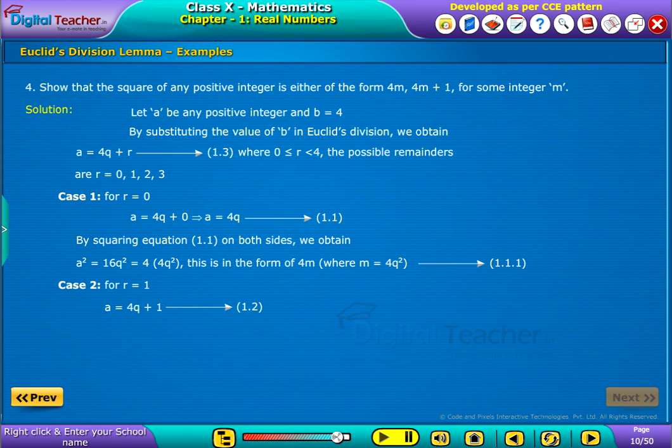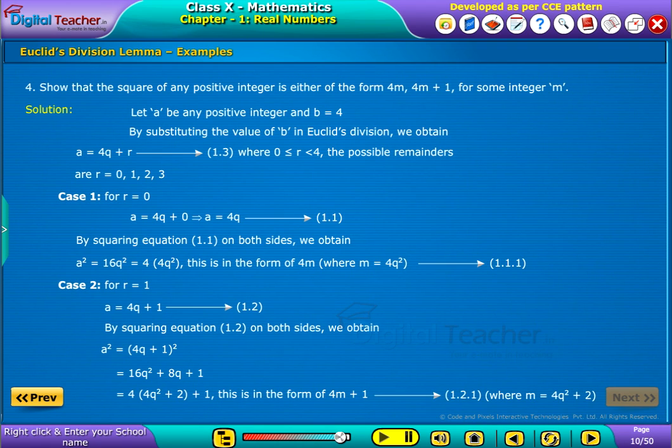A is equal to 4q plus 1. By squaring equation 1.2 on both sides, we obtain a square is equal to (4q plus 1) whole square, which is equal to 16q square plus 8q plus 1, which is in turn equal to 4 into (4q square plus 2q) plus 1. This is in the form of 4m plus 1, where m is equal to 4q square plus 2q.